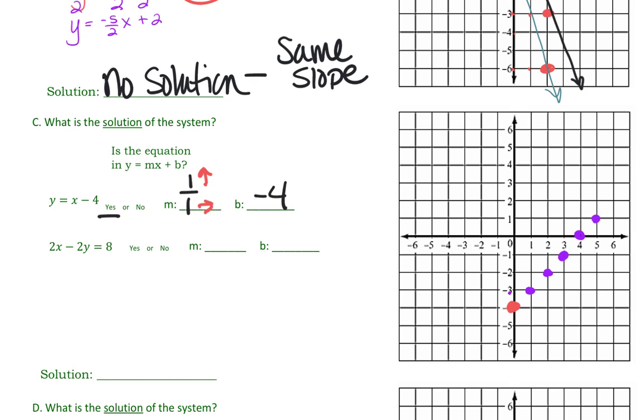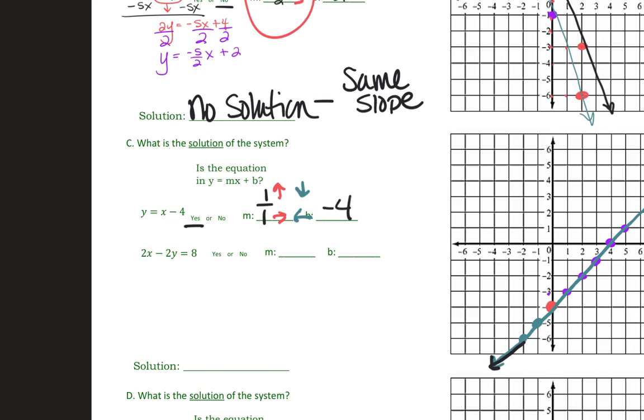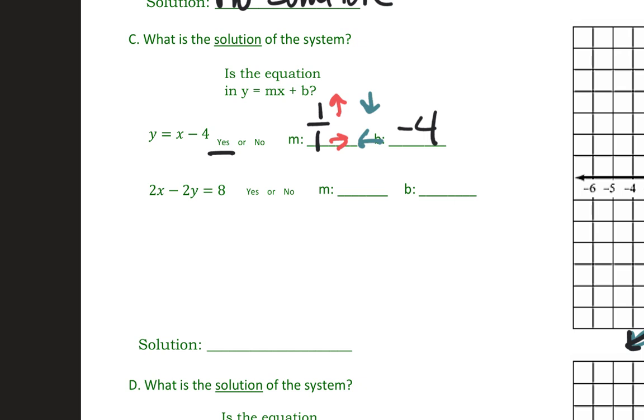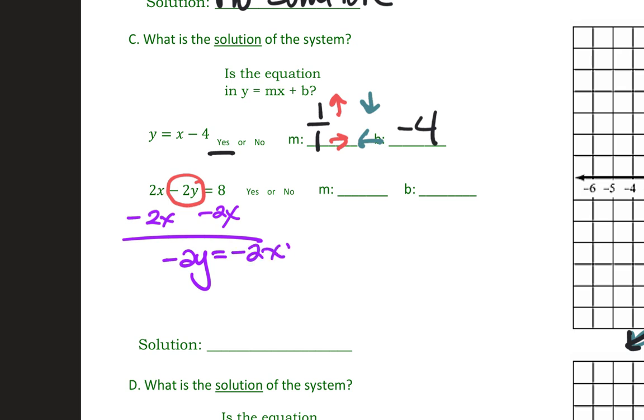And then if I go up to the right, we can also go down to the left. Good. So we can go down 1 over 1. And then we can go ahead and make our line. All right. And if you notice the second equation, just like the other ones, it's not in the right format. So what do I need to do here? What should I move over first? 2x. The 2x, add it or subtract it? Subtract the 2x. So we're left with -2y equals -2x plus 8.